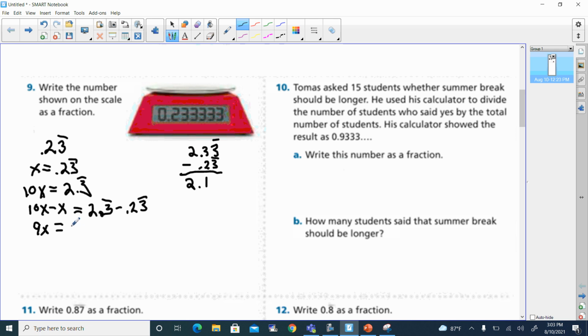So now I know that 9x is going to be equal to 2.1, excuse me. So we got rid of one of the x's up there, which made it 9x, and we got rid of one of the x's here, the 0.23 repeating. Now we have to divide 9 away, which means we'll divide 9 from the other side. 2.1 divided by 9. Well, we know we're going to have to move this decimal over, which means we'll add a 0 over here. So x is going to be equal to 21 over 90.